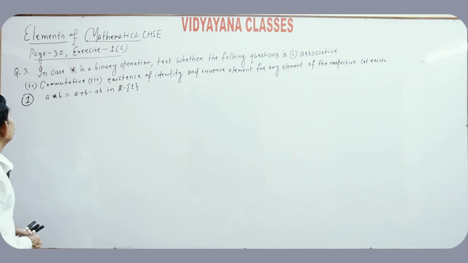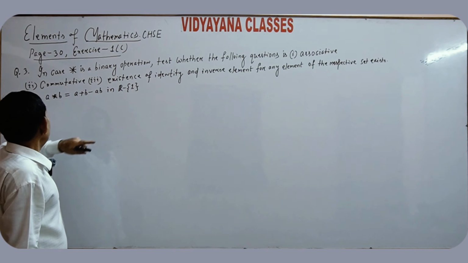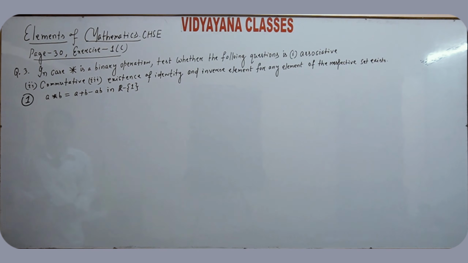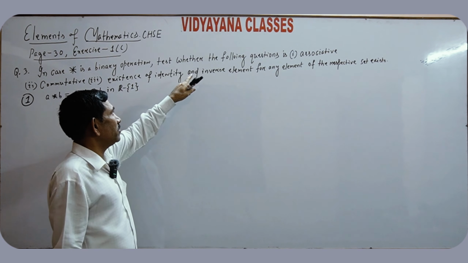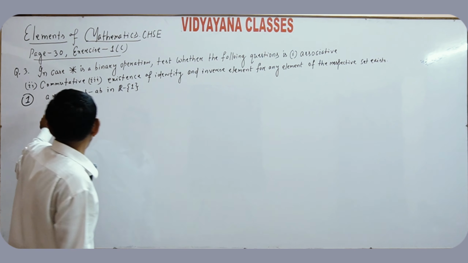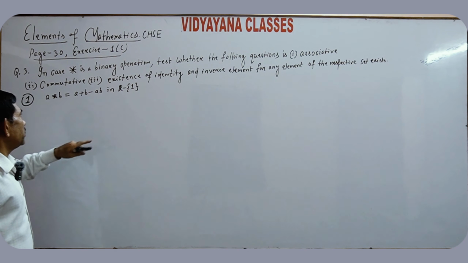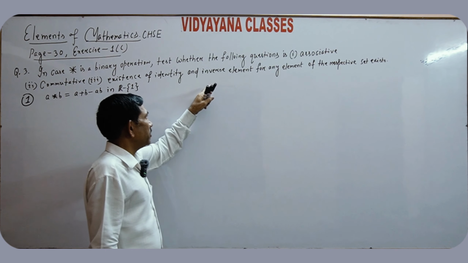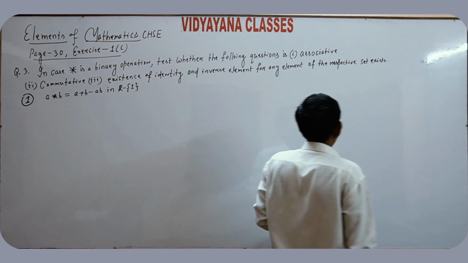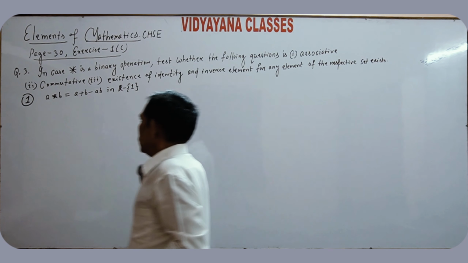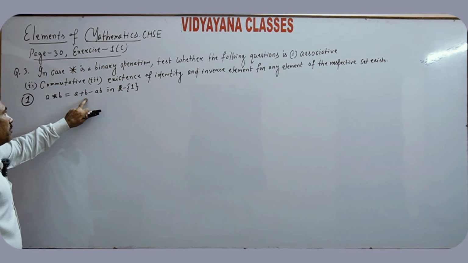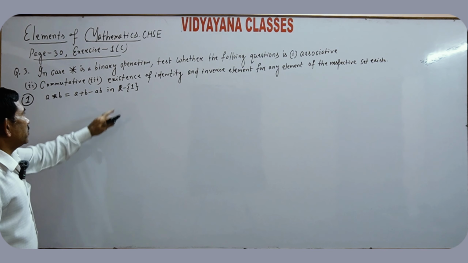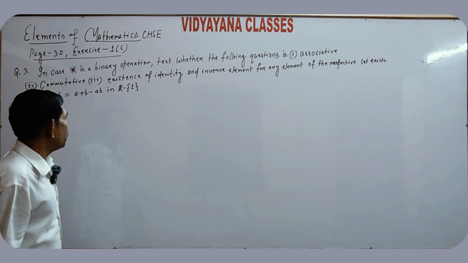Next question. Elements of mathematics, page number 30, exercise 1C. Question number 3. In each case, star is a binary operation. Test whether the following operations are associative, second, commutative, third, existence of identity, and for any element of the respective set the inverse element exists. A star B is equal to A plus B minus AB in the set of real numbers minus the set of 1.